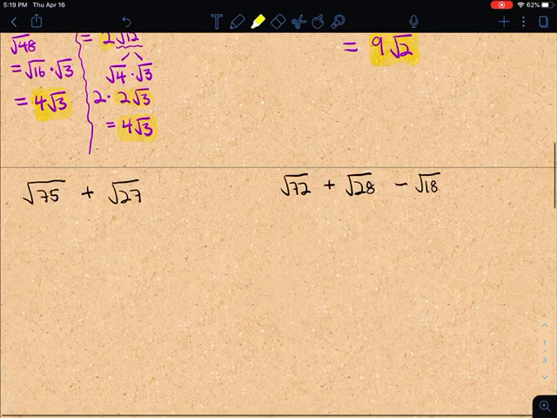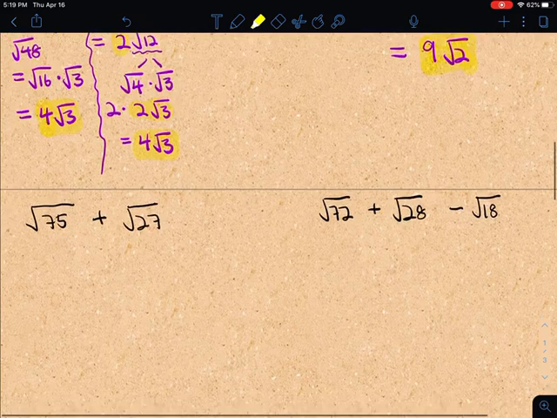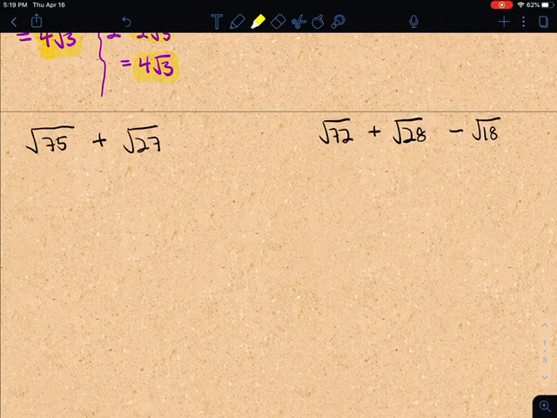Okay, and now let's do a couple more with adding and subtracting. Let's say I have root 75 plus root 27. Now, here's what we don't want to do. Adding is different from multiplying. So when we're adding square roots, we cannot just add up the 75 and 27 and say this is the square root of 102. That will not work. It only works for multiplication. So let me erase that.